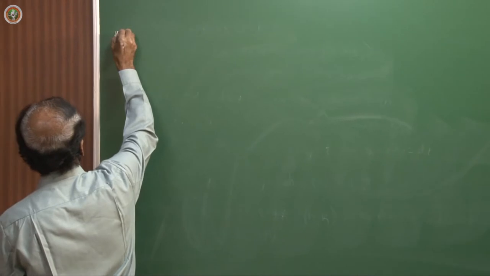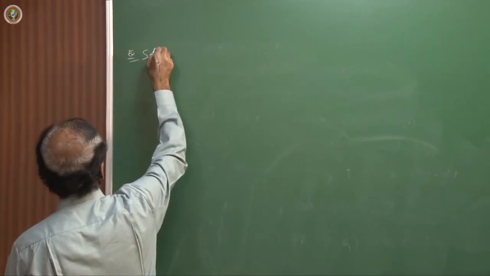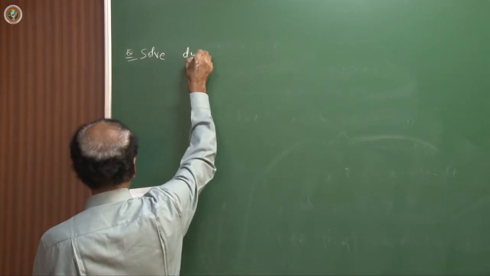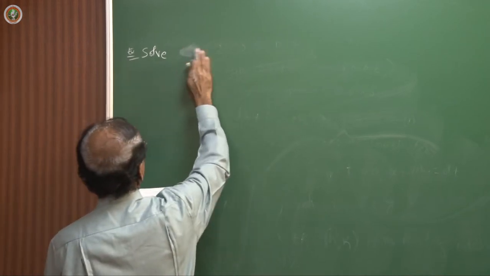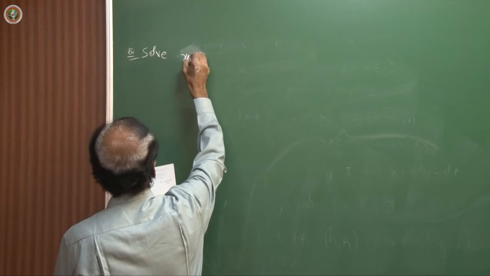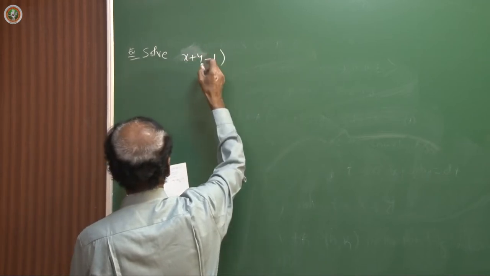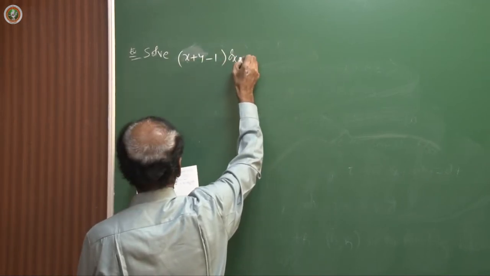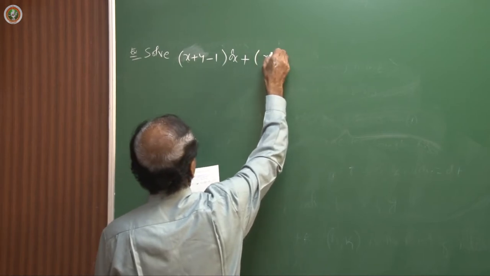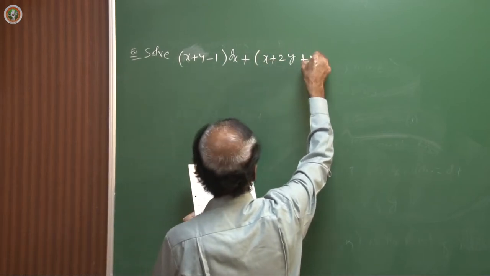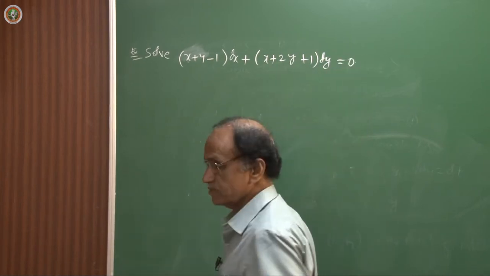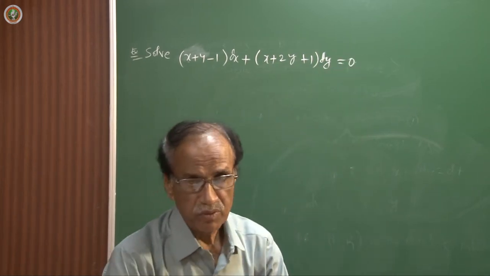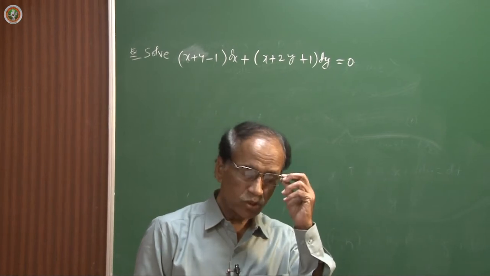First one, solve dy by dx, otherwise given as (x plus y minus 1) dx plus (x plus 2y plus 1) dy equal to 0. One or two problems. Now I will write the first two problems.